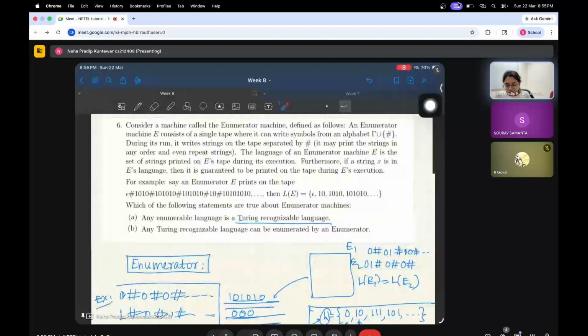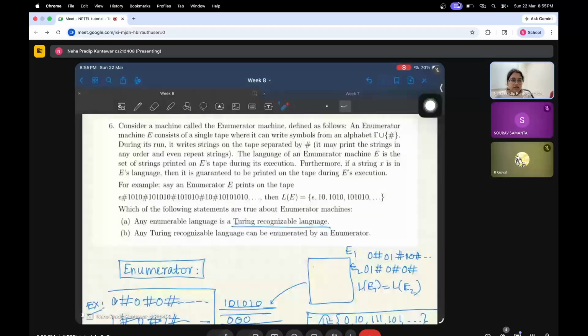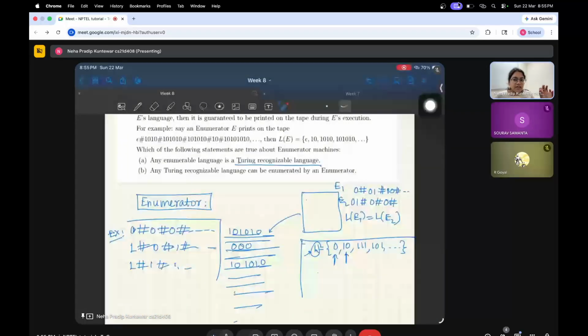Yeah. So what this question is saying is that, as a model, enumerators and Turing machines are the same, meaning for every Turing machine you can come up with an equivalent enumerator. What we mean by that is, there is an enumerator whose language is the same as the language of the Turing machine that you had, and the other way around is also true. For every enumerator there is an equivalent Turing machine. If you give me an enumerator E, I will be able to give you a Turing machine M such that the languages of both of them are the same.